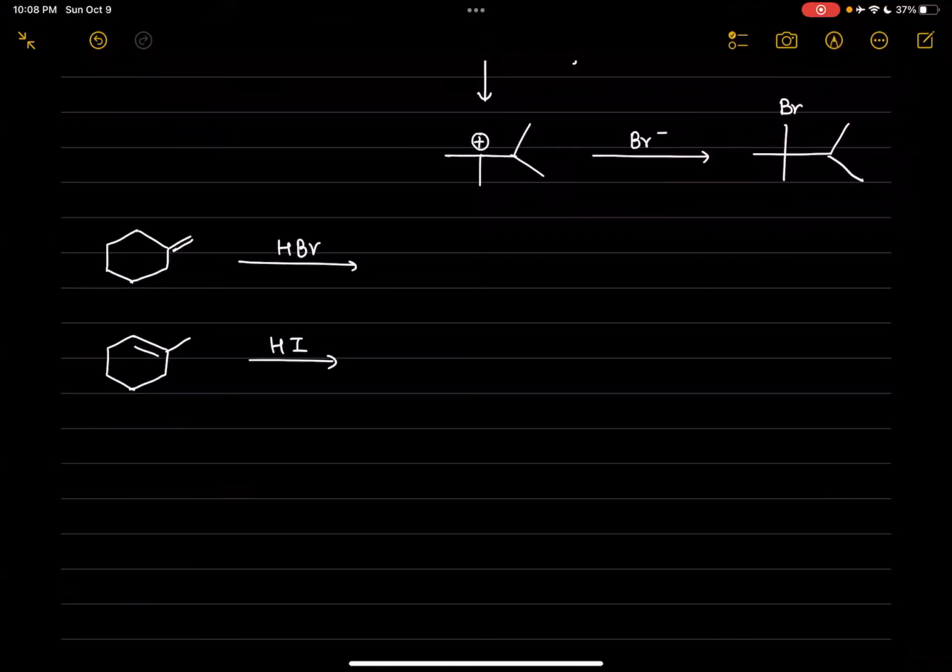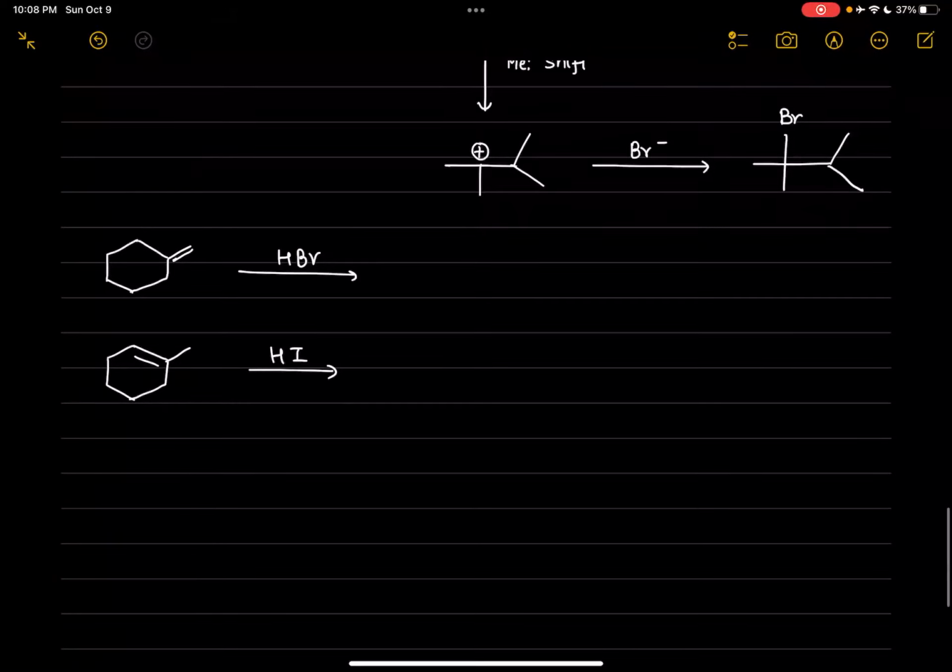These are simple questions. So for the first one, the hydrogen will attach not to the one closer to aromatic, sorry, to the terminal. Hydrogen will attach to the terminal, the outer carbon, and the Br is going to come inside.